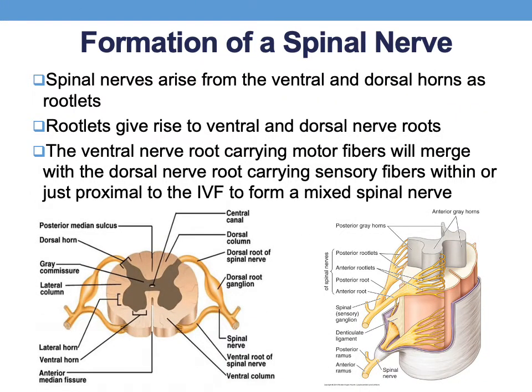Formation of a spinal nerve. Spinal nerves arise from the ventral and dorsal horns as rootlets. These rootlets give rise to ventral and dorsal nerve roots. The ventral nerve root carrying motor fibers will merge with the dorsal nerve root carrying sensory fibers within or just proximal to the intervertebral foramen to form a mixed spinal nerve.